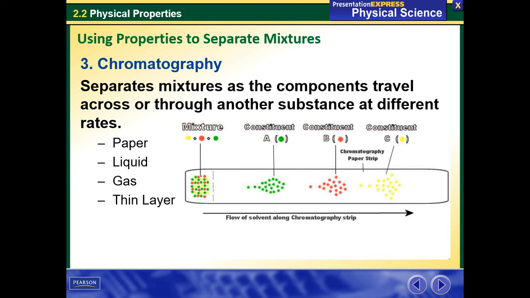We know ink is a mixture because if I were to draw a line on this paper and set it in a liquid, such as alcohol or water, you will see that the parts of this mixture will move up the paper and they will separate into the different parts that make it up. For example, this color is made up of green, red, and yellow.